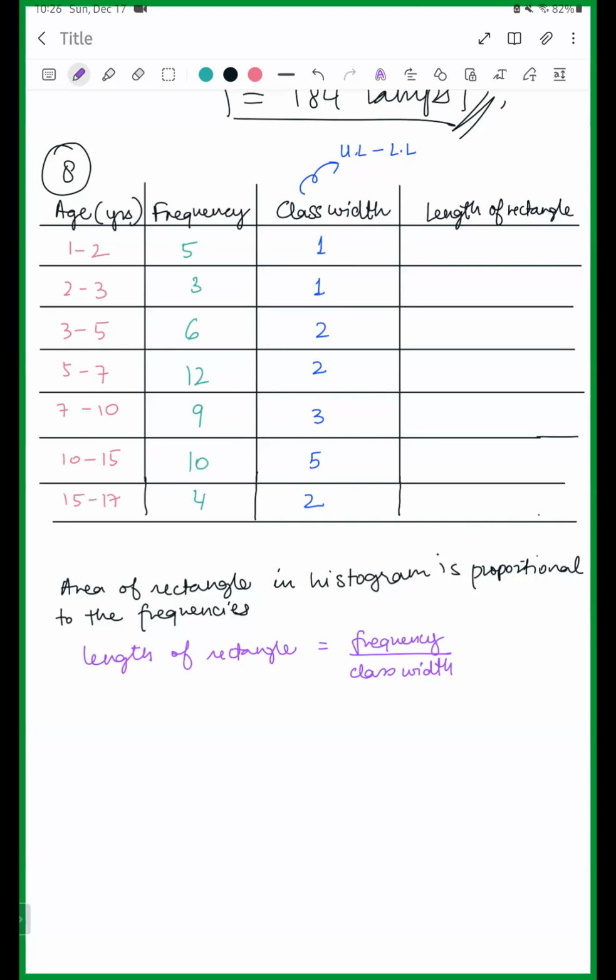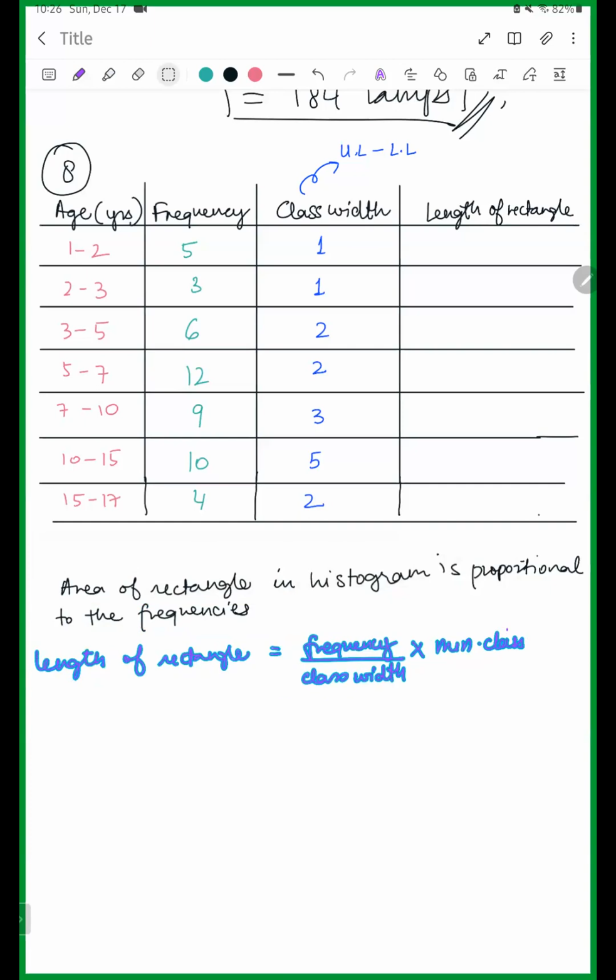Okay, frequency by class width into the minimum class width. Just a minute, let me rearrange this into minimum class width. Okay. So this is the formula.